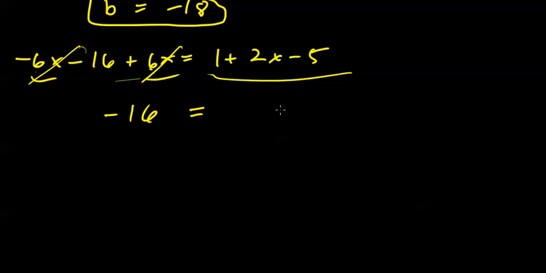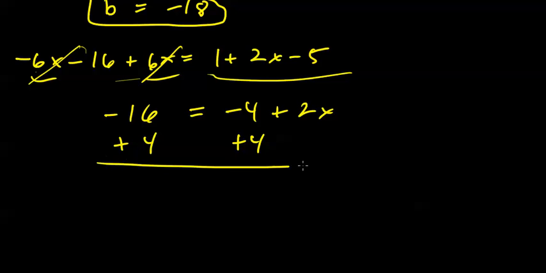I get minus 16 on the left. 1 minus 5 is negative 4. So I reduce the expression to minus 4 plus 2x on the right. I'll leave 2x on the right, and I suppose I can add 4. If I'm going to do that, I'll add 4 to both sides. I get 2x on the right equals minus 16 plus 4, which is minus 12 on the left.